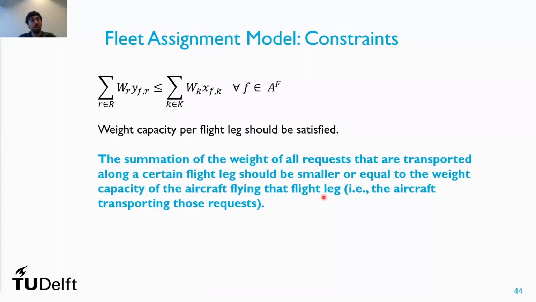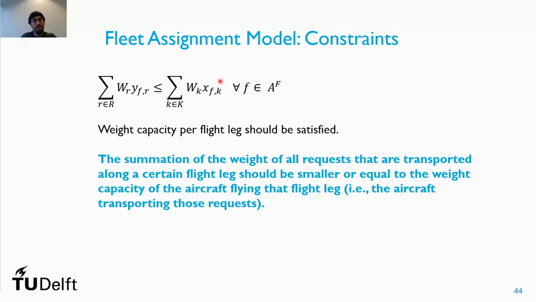And finally, we have weight capacity per flight leg, which should be satisfied. The left side of this constraint basically entails that if we are carrying some requests along a flight arc, we are summing all their weight contributions. And the right side basically defines the capacity along that flight arc.